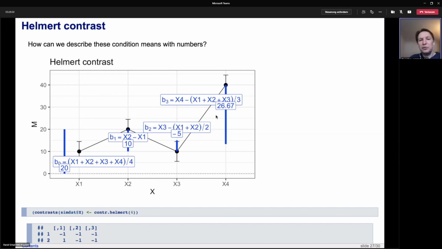So what does the third regression coefficient code? Now we take the average of the first three factor levels, x1 plus x2 plus x3 divided by 3, that's roughly 13. And now we compute the difference between this mean and the last factor level. So x4 compared to the mean of the other three. So this is what Helmholtz contrasts test in principle.